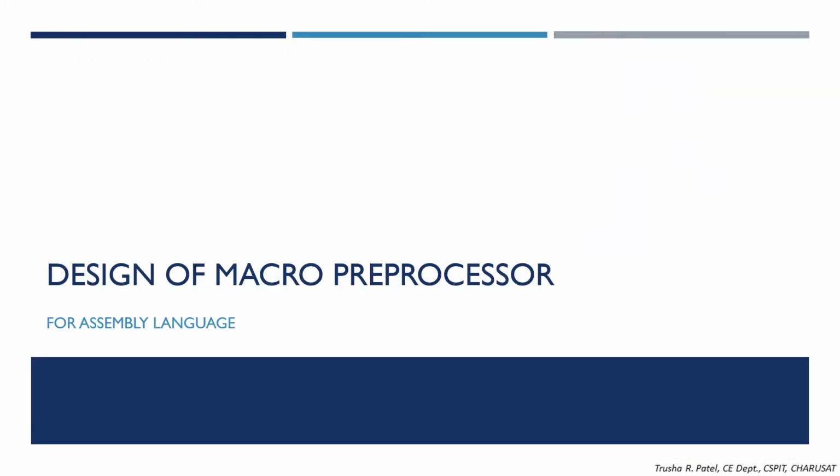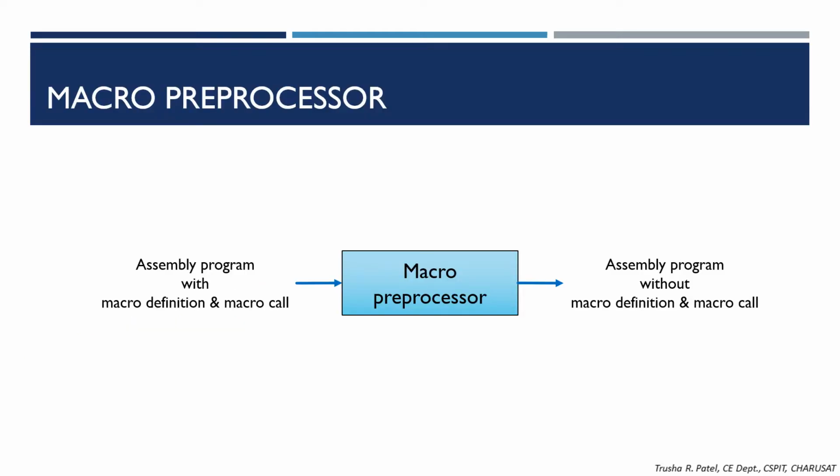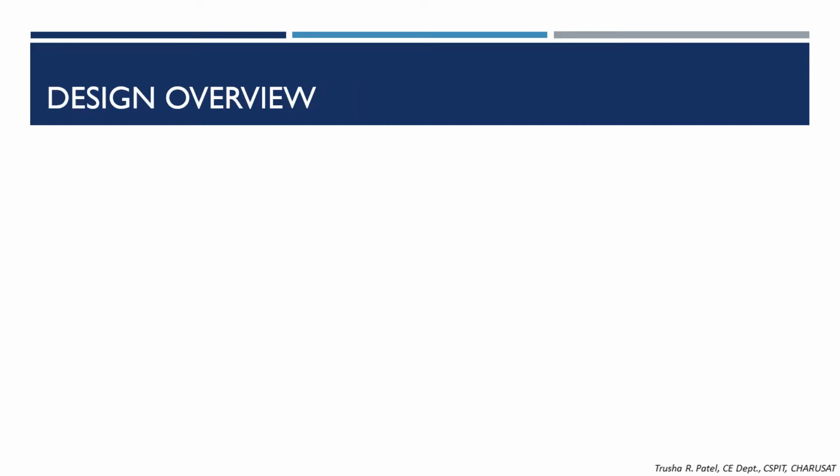Let us talk about design of macro preprocessor for the assembly language. As we know, the macro preprocessor will take the assembly program with macro definitions and the macro calls, and it will generate the assembly program where the macro definition and the macro calls are eliminated and all macro calls have been replaced with the macro body.